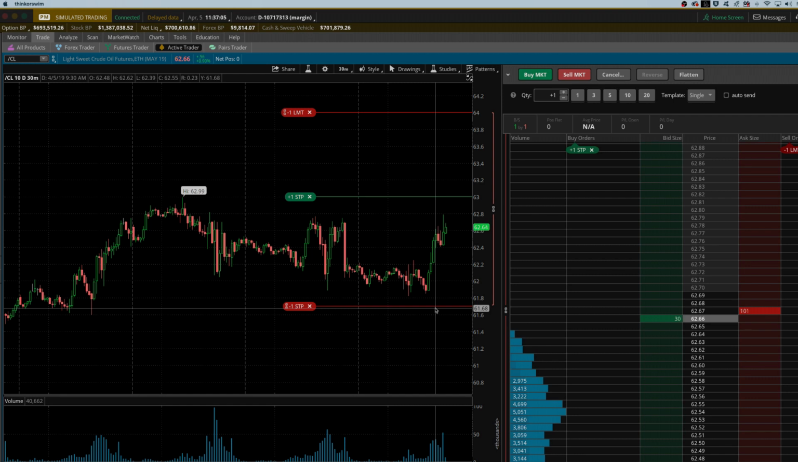So there's your setup for breakouts. We love breakouts! One of my favorite trades and an easy way to set up everything automatically.